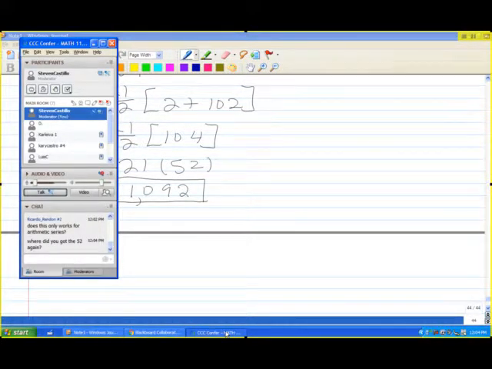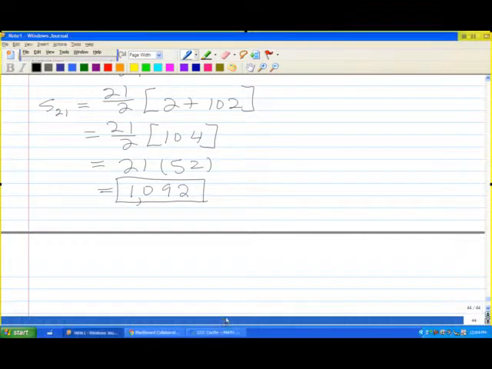Where'd you get the 52? What I did is just, what's 104 divided by 2? So 104 divided by 2 was 52. I just canceled the 104 and the 2, just because it was easier to multiply whole numbers rather than decimals. Is that clear?